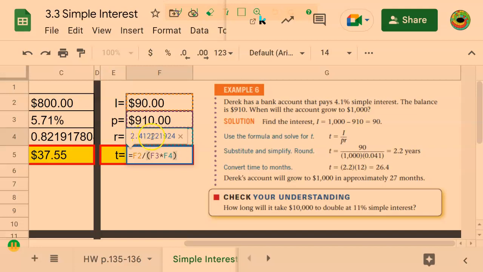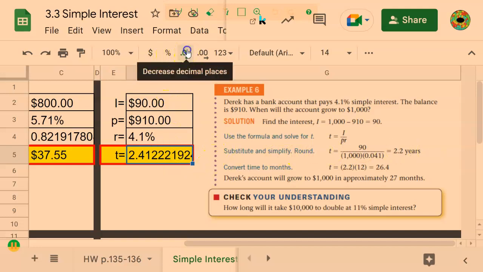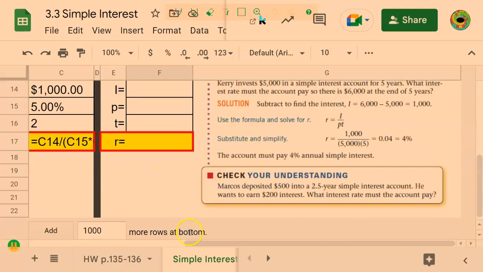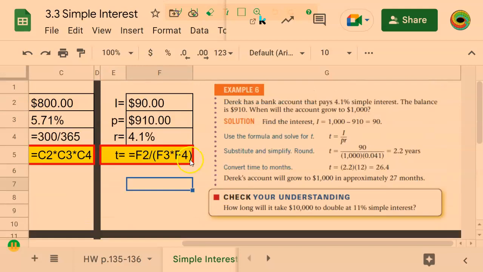It says 2.41, which turns out to be incorrect in the example. It says 2.2 years, but the answer does come out to 2.4. So a little error that was there. Hit enter, and it's this big old long decimal. I wanted just to show 2.4, so I'm going to go back up here and say, let's round this to 2.4. Okay. So there's the formula. It looks very similar to this one right here, where we had to do the C14 divided by in parentheses. It looked very similar.